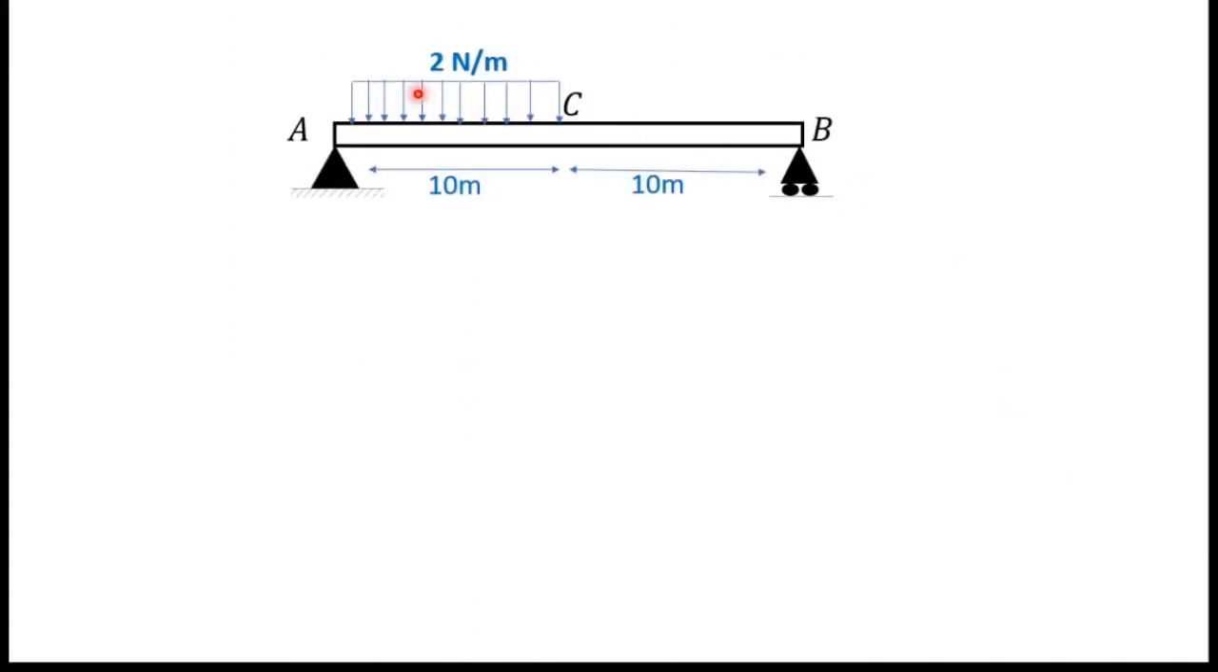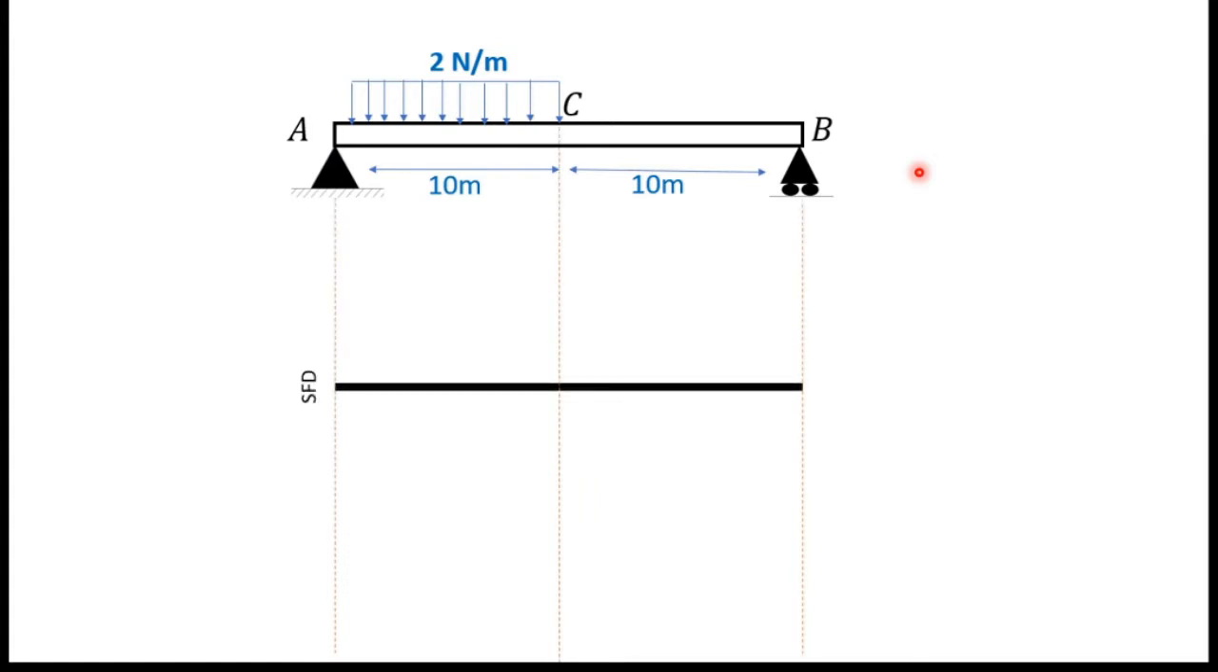This is my beam and you can see it labeled as A, C and B. A to C there is a distributed load of 2 Newton per meter and overall beam length is 20 meters. A to C length is 10 meters and C to B length is 10 meters. And at A there is a pin support and at B there is a roller support. So I am going to draw shear force and bending moment diagram on these axes.